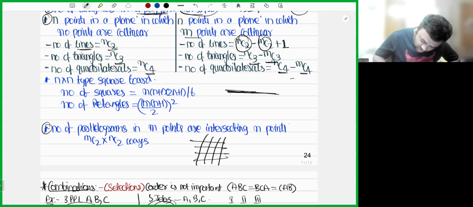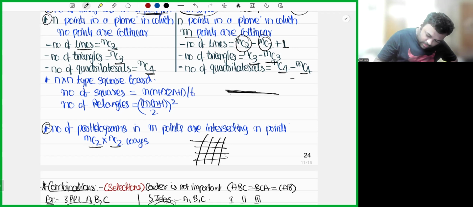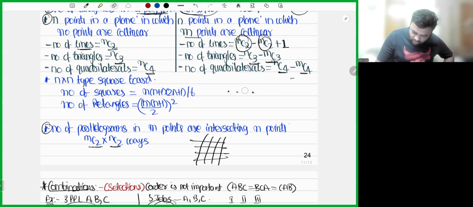So, MC2 into NC2. Horizontally, I'll select 2 lines, and vertically, I'll select 2 lines to form a parallelogram. So, MC2 into NC2 gives the number of parallelograms. I hope the point is clear. Now, let's see a few sums based on this. This point is pending. We'll come back to this.